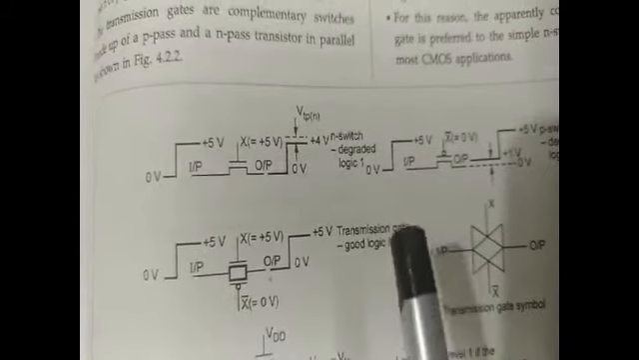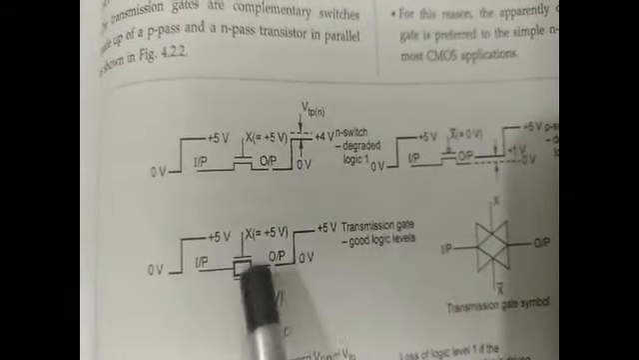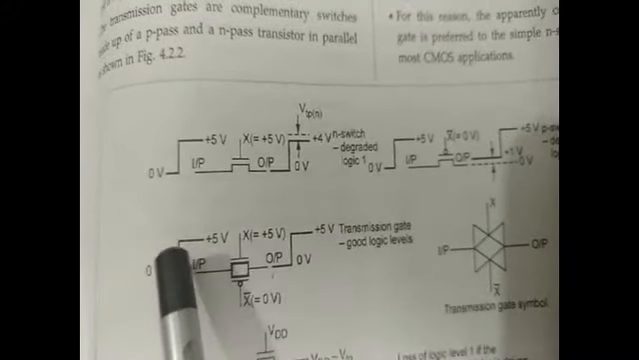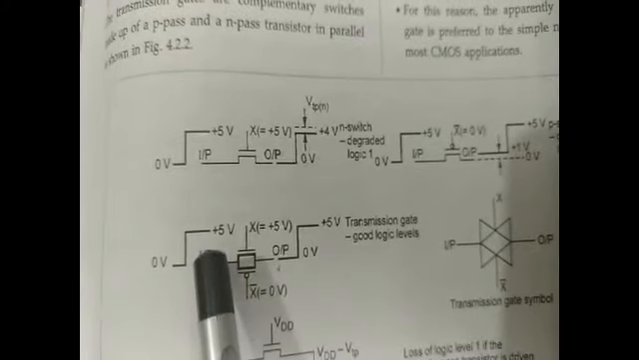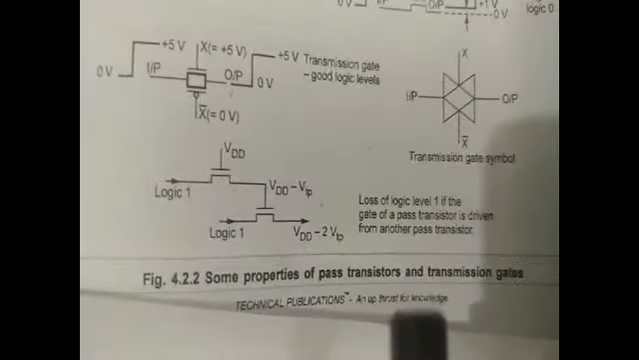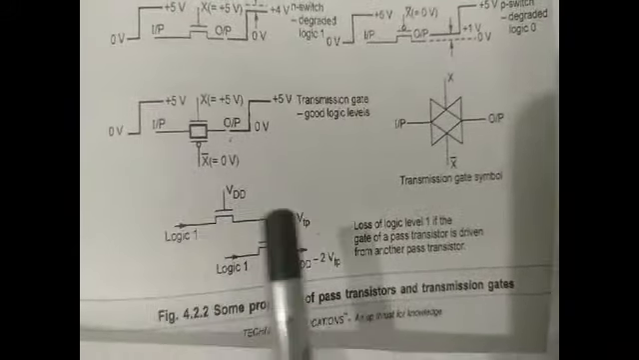So we call the transmission gate a good logic level, because when both transistors are in the on state, only then will the output be the input, without any threshold voltage drop. And now, how does the threshold voltage drop occur?